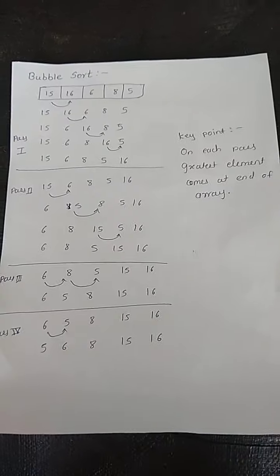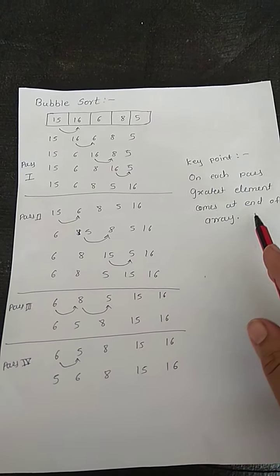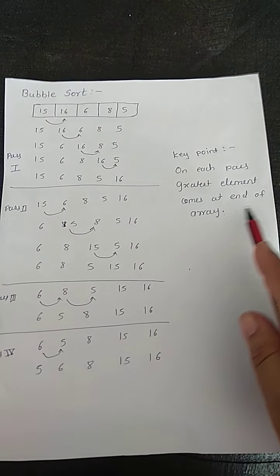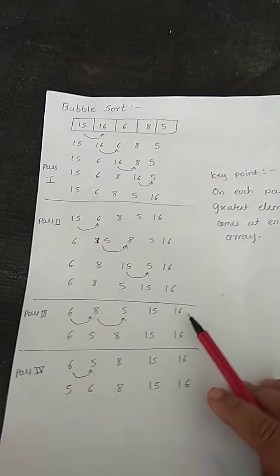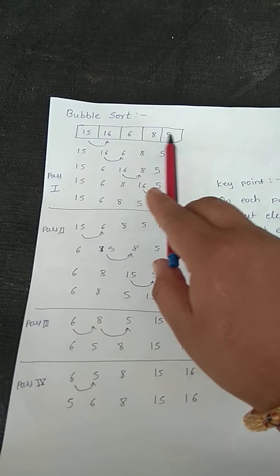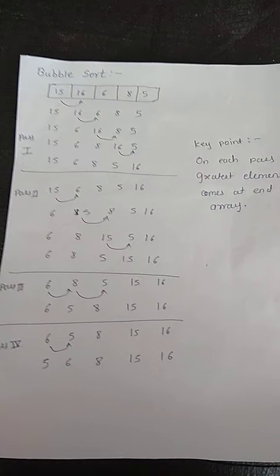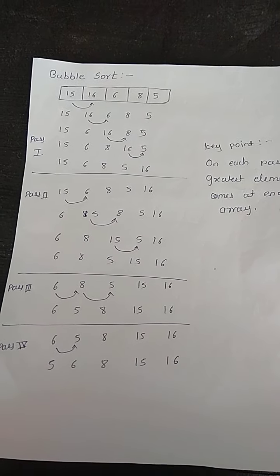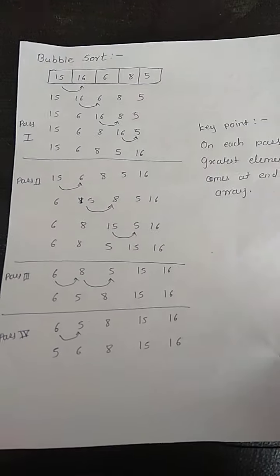The key point which we have to remember in bubble sort is that on each pass, the greatest element comes at the end of the array. Let's see an example. This is the example array: 15, 16, 6, 8, 5. We have to arrange these elements in ascending order, so obviously the minimum element should come first. Now let's start with the example.